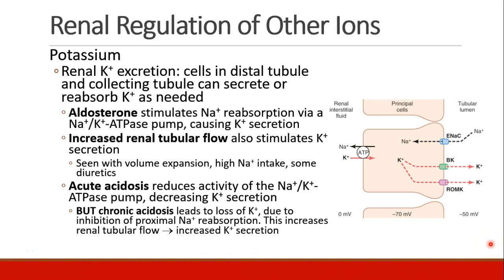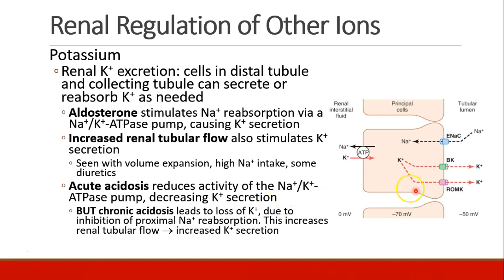Now let's take a look at what's going on in the kidneys. In this diagram, we see on the right side the renal tubular lumen. This is where the urine is being formed. These are the cells that line the renal tubule. And on the left side, we see the renal interstitium. The cells in the distal tubule can regulate how much potassium is lost into the renal tubule or reabsorbed, depending on the needs of the body.